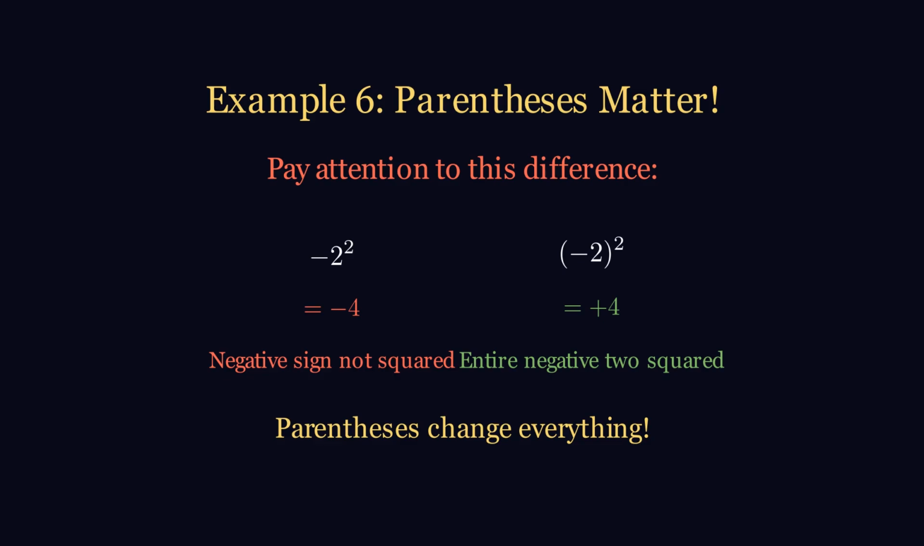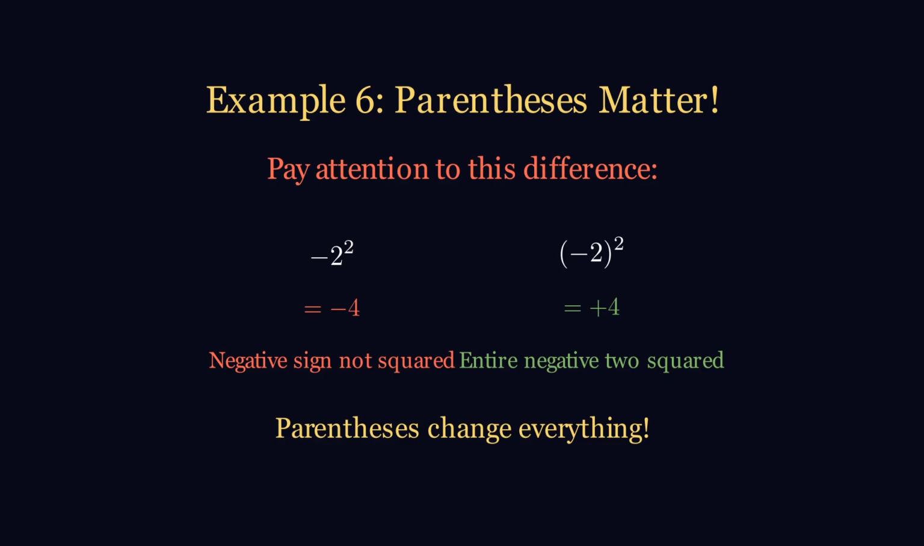However, negative 2 squared with parentheses means the entire negative 2 is being squared. Negative 2 times negative 2 equals positive 4. Remember, parentheses make all the difference in problems like this. Let's practice with some problems that combine these rules.